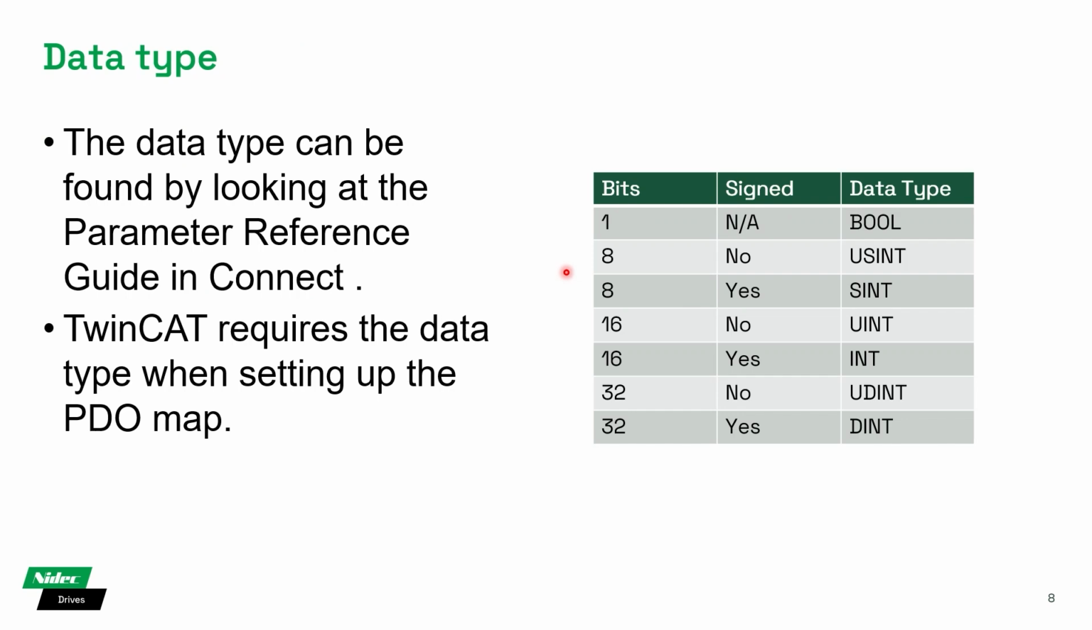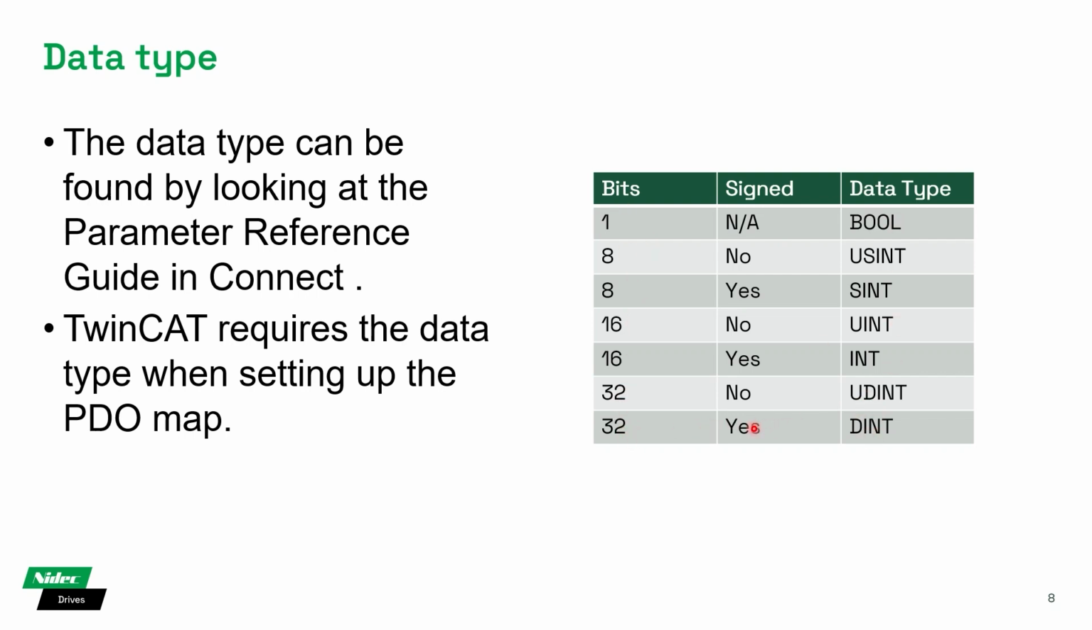Last thing when you're setting up your PDOs is that you need to know what data type the parameter is, otherwise your mapping simply won't work. Okay, so the data types that you would use are IEC data types, and those are bool, usint, sint, uint, int, udint, and dint.